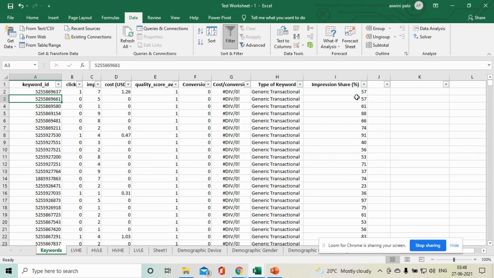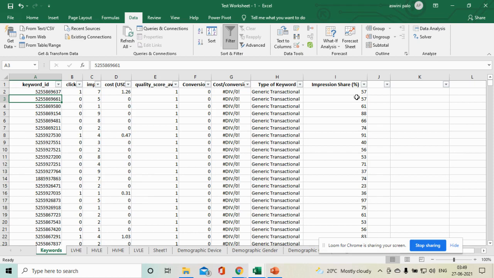So out of 9 impressions available in the India market, you are able to showcase your ad only 5 times. So you lost the remaining 4 impressions, which could have been a possible conversion for you. The customer who is looking for that keyword might have converted. Now, these are two important metrics which can help us optimize our campaigns.